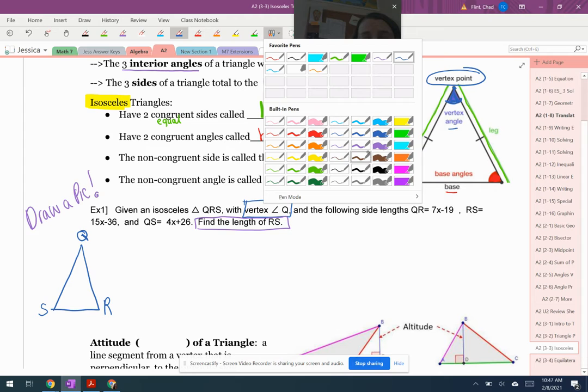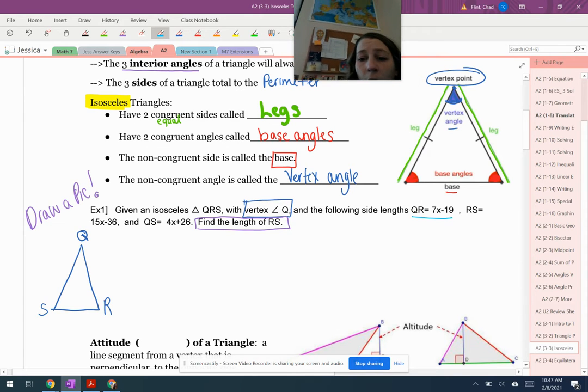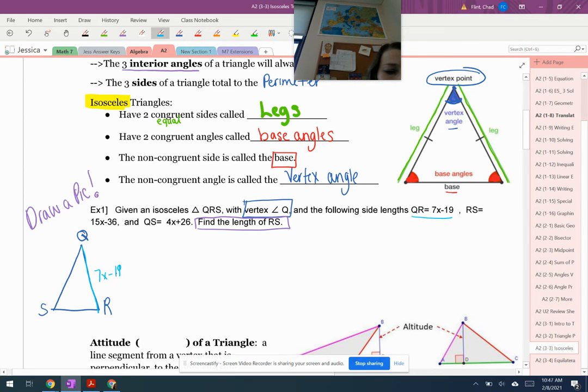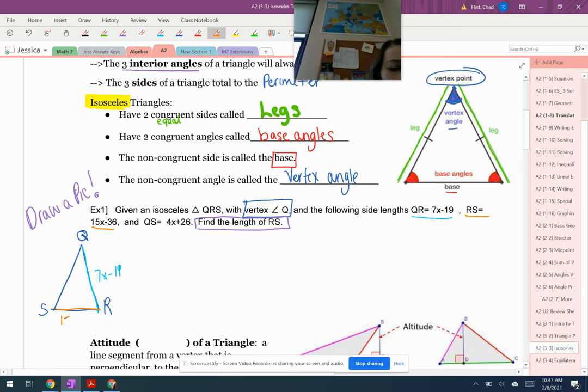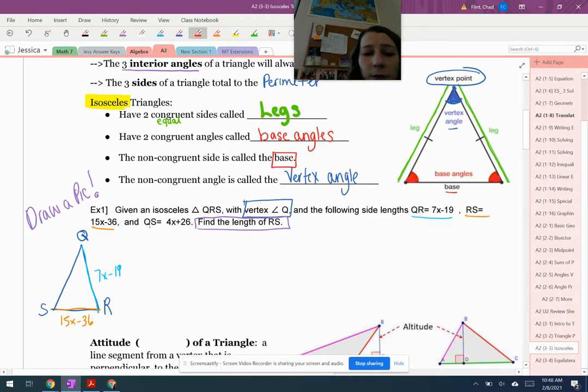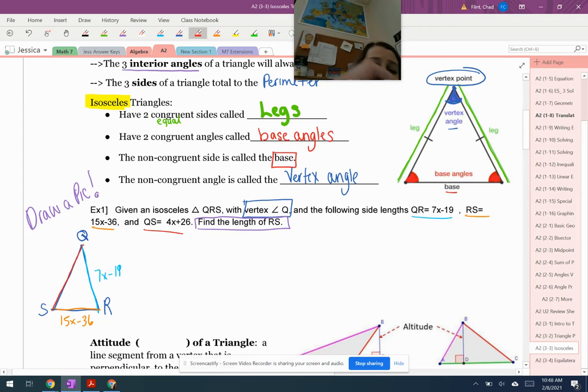We've got side QR, which is going to be 7x minus 19. We have side RS, which is 15x minus 36. And then lastly, we have side QS, terrible, there we go, which is 4x plus 26.